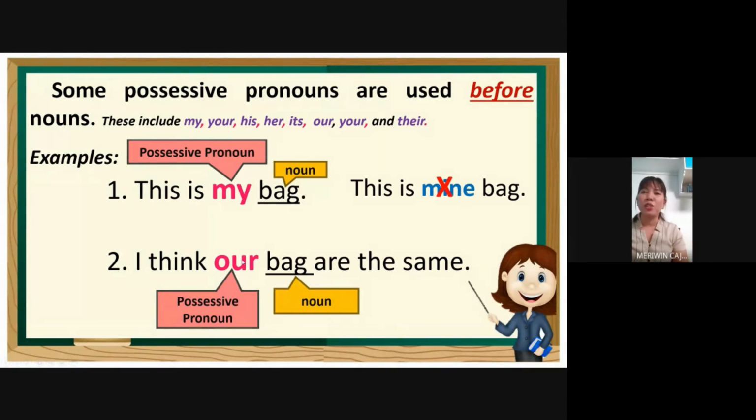So we are going to use our instead of ours because of this rule. Okay? Can you follow that one? Okay, so I hope today your lesson becomes easy because of this explanation of the teacher.